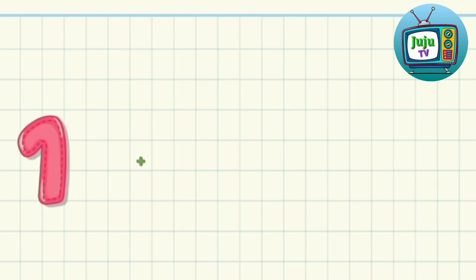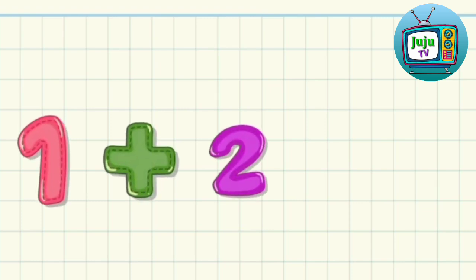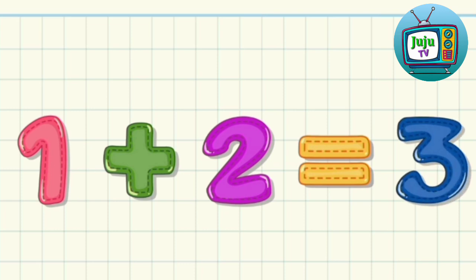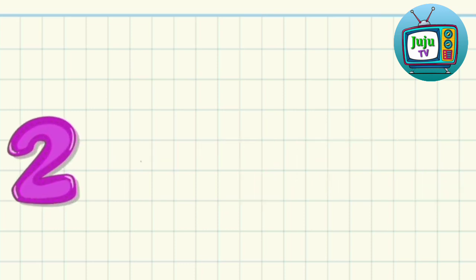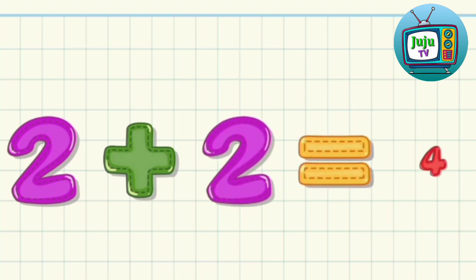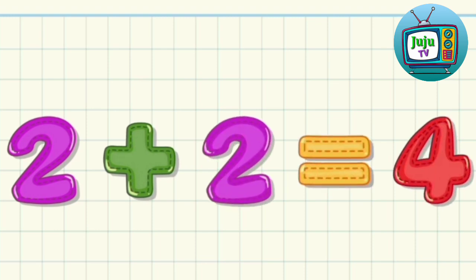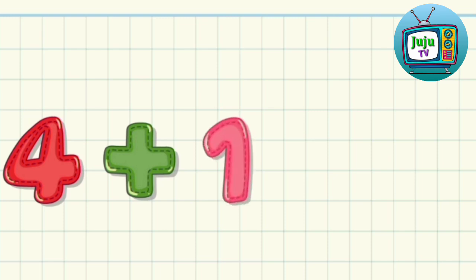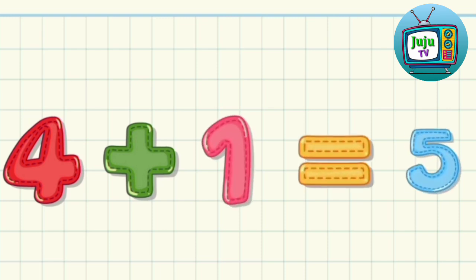Let's start. 1 plus 2 is equal to 3. 2 plus 2 is equal to 4. 4 plus 1 is equal to 5.